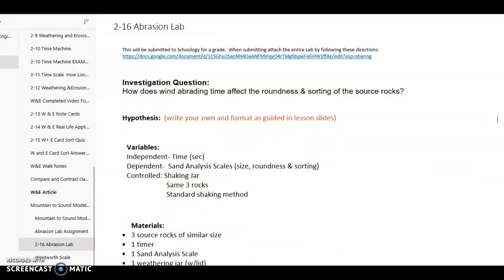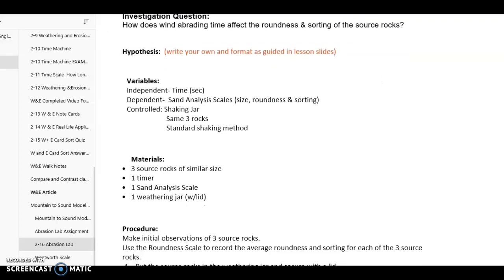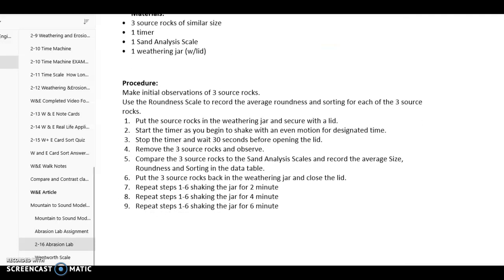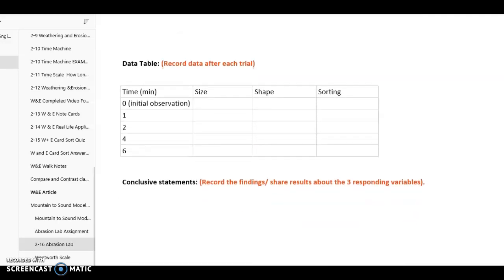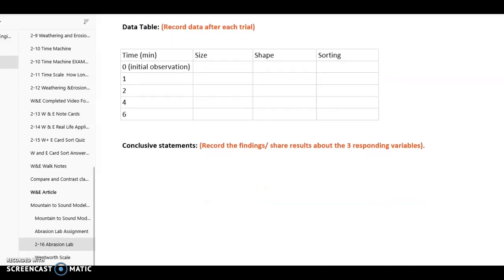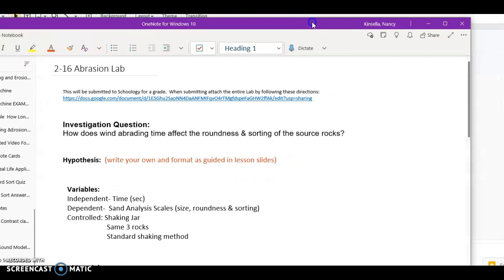I am showing you what your OneNote page looks like. You will fill in the hypothesis because it's red. You will fill in the data table because it's red. You will make a conclusive statement, and then you will submit all of that by Control-P or the 3 little dots, print, and then you print to PDF.